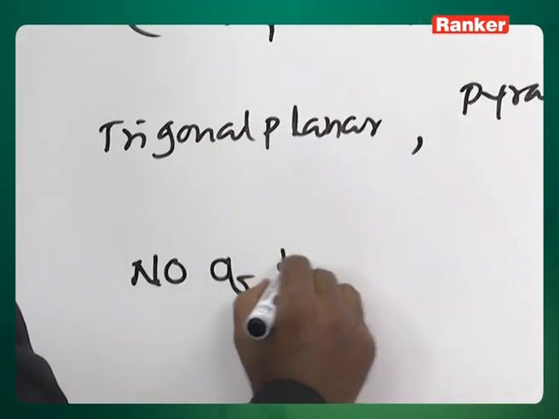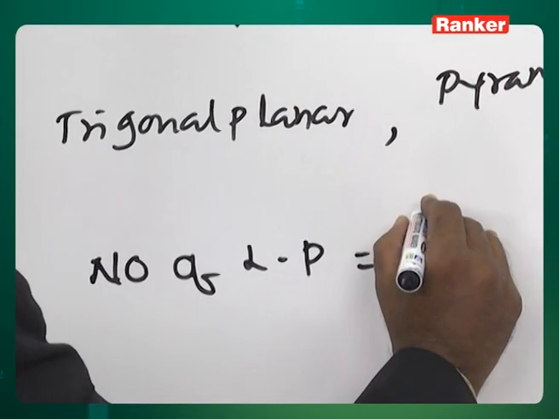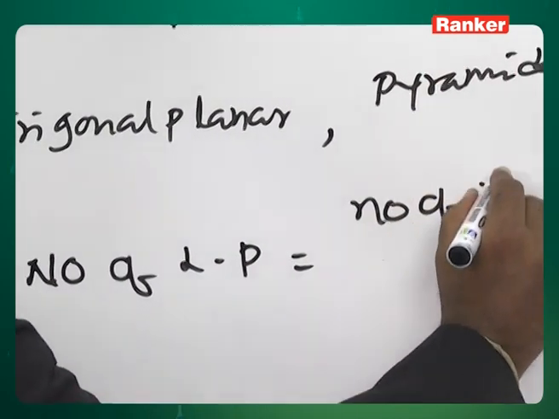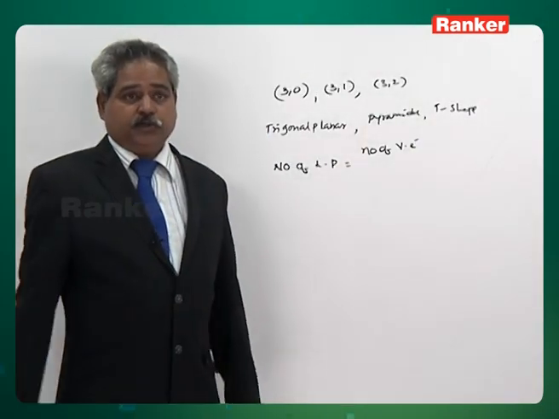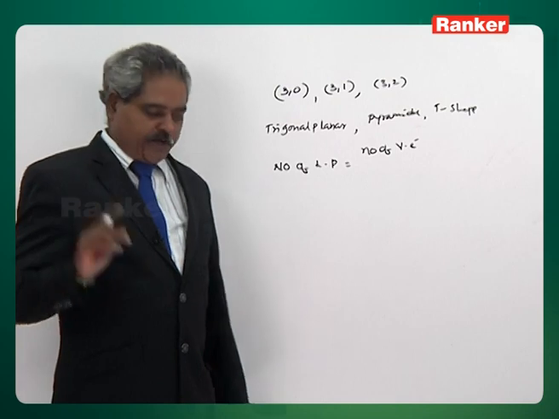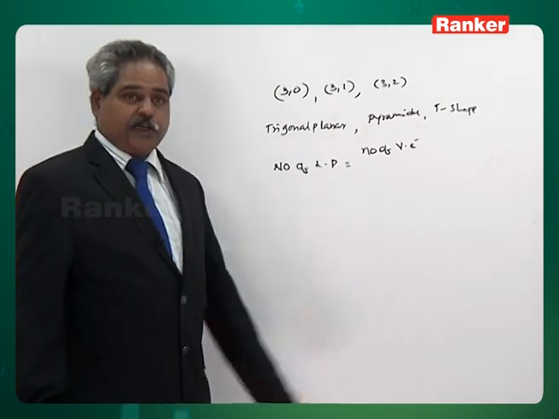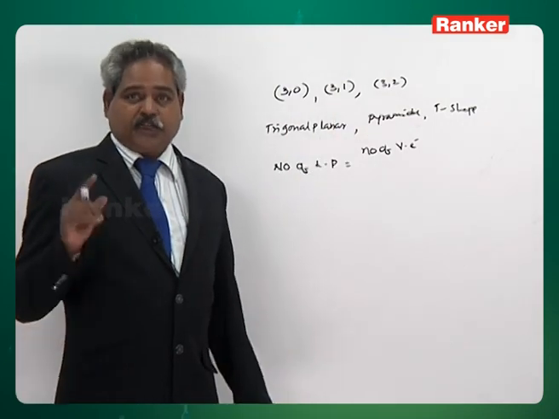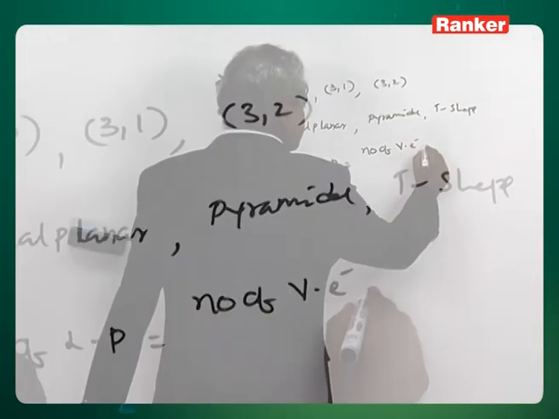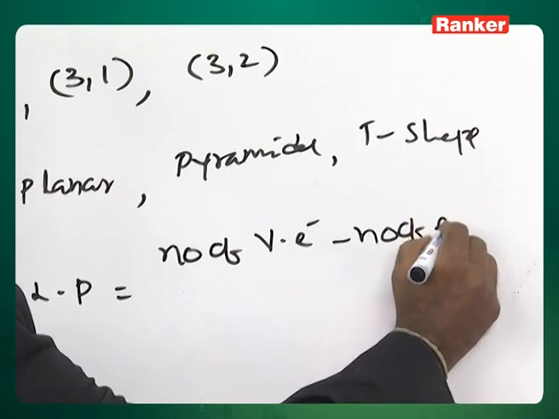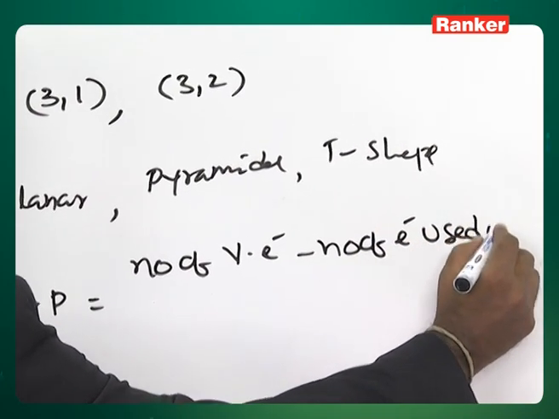Number of lone pairs is equal to, once again, the number of valence electrons of the central atom. Of course. Don't make me repeat that every time. Only the central atom is important. Number of valence electrons minus number of electrons used in bonding.